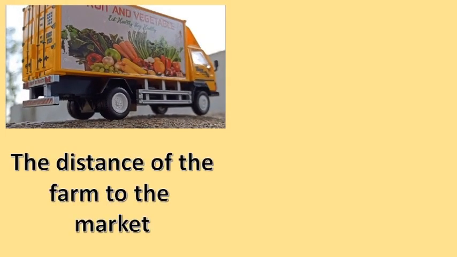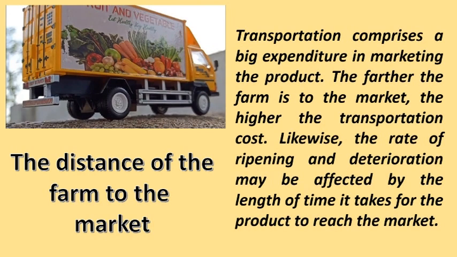The distance of the farm to the market. Transportation comprises a big expenditure in marketing the product. The farther the farm is to the market, the higher the transportation cost. Likewise, the rate of ripening and deterioration may be affected by the length of time it takes for the product to reach the market.